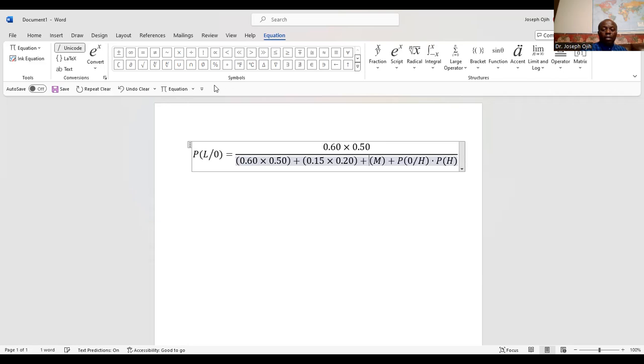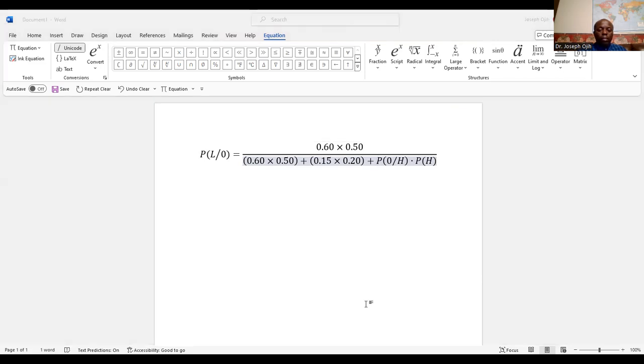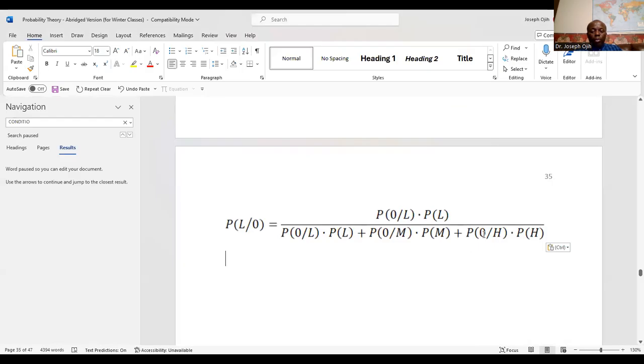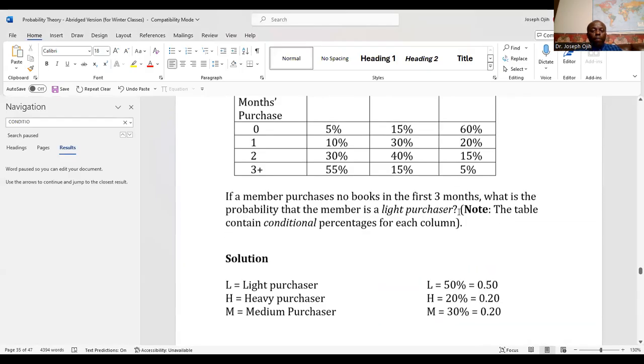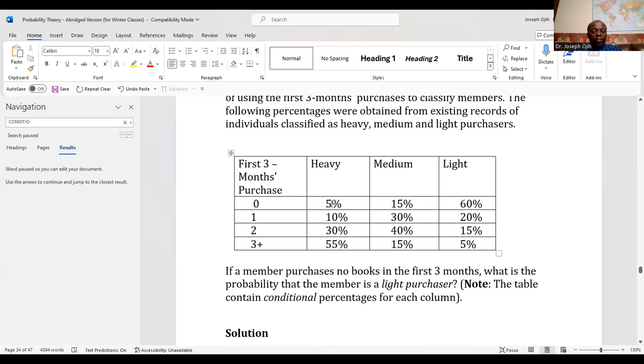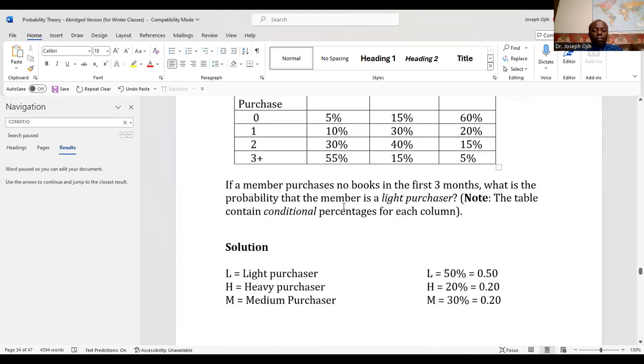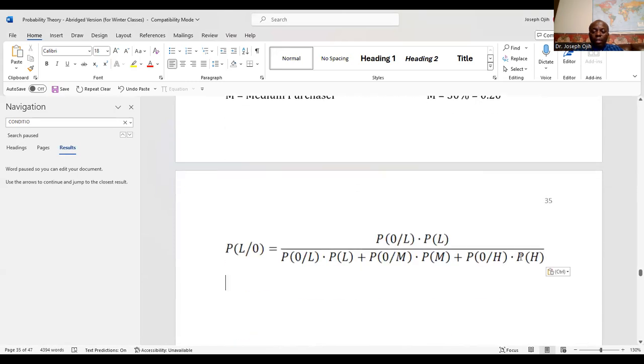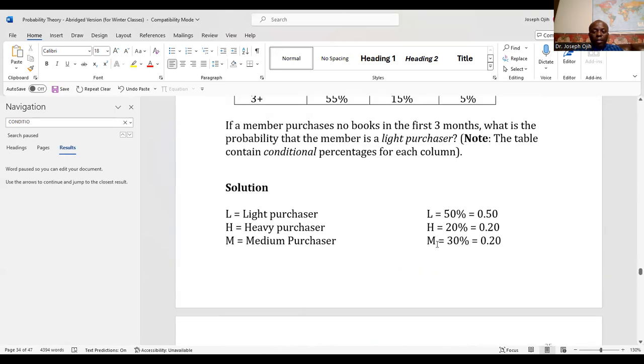Plus. Now let's look at this part here. I'm going to show you on the other side. The probability that they bought no book, given that it's a heavy purchaser. Bought no book for heavy, I mean 5%, 0.05, times the probability of heavy purchaser, which is right here. Heavy purchaser, this is the probability. They have 0.20.